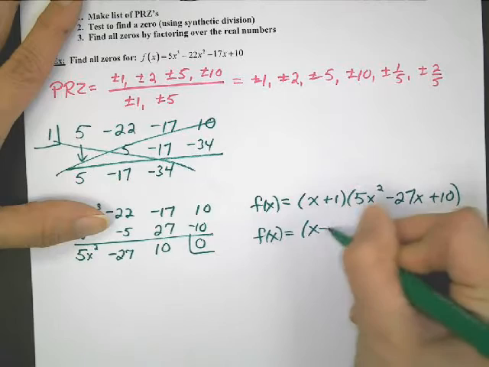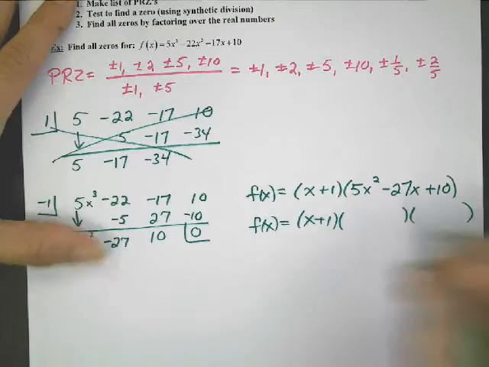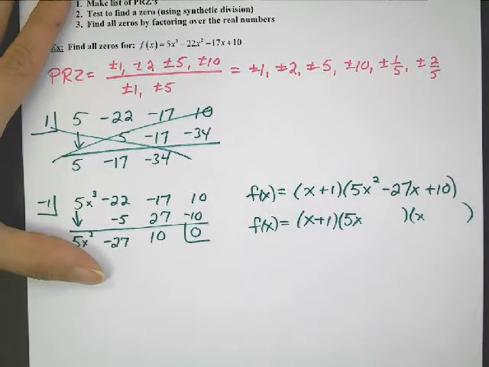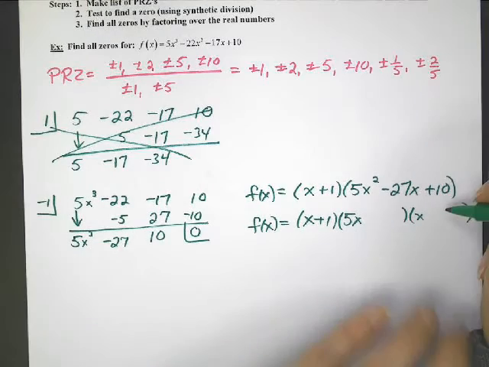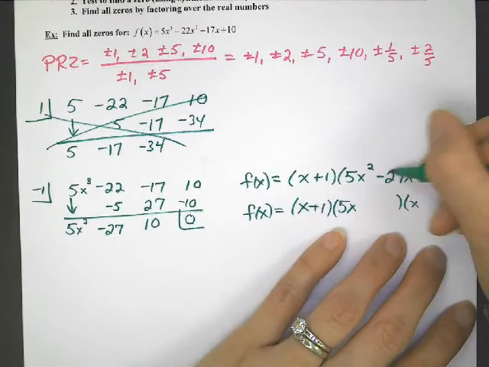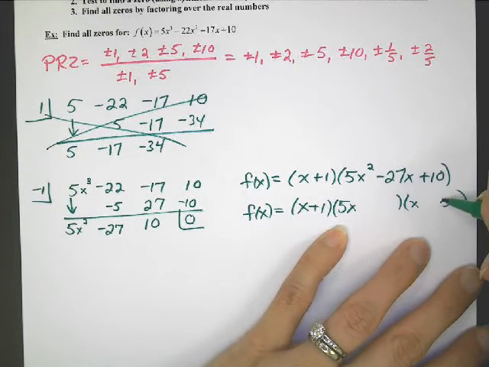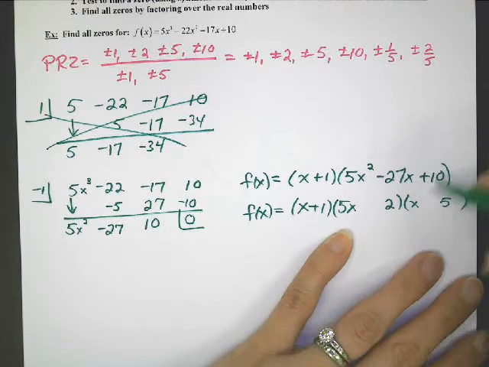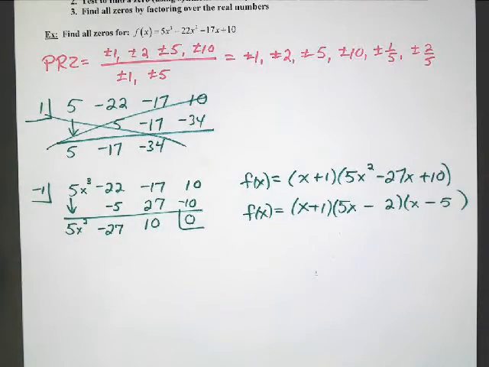Let's see, does this factor? The only way to make a 5x squared is with a 5x and a 1x. Now what about 10? 10 and 1, it could be 2 and 5. I need to make a 27. Well, if I put 5 here, 25 plus 2 more, and if I do negative, negative, perfect.